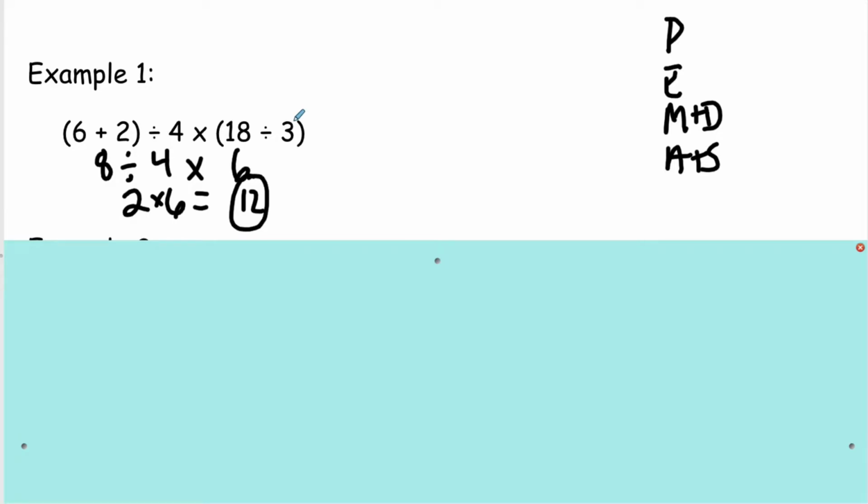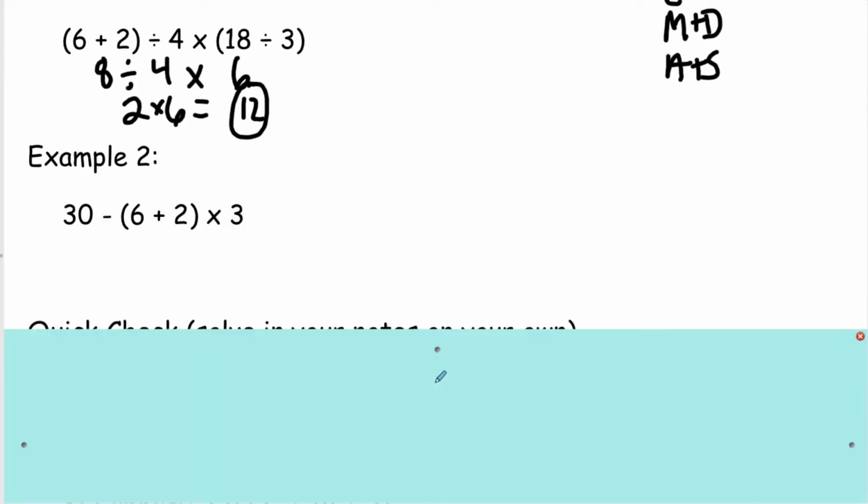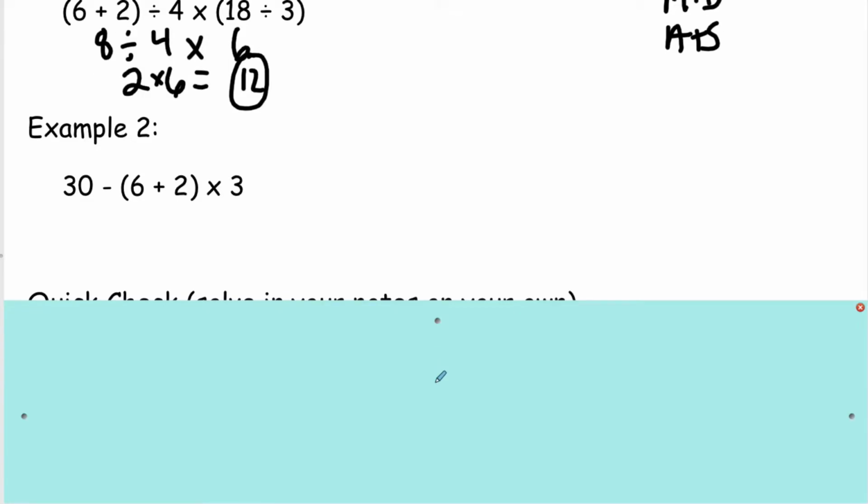All right, so let's look at another example problem here. We have, I think, one that was done in class, but it can't hurt to see it again. 30 minus the quantity 6 plus 2 within parentheses times 3. So I've got parentheses first. 6 plus 2 is 8. Bring everything else down that you didn't use. Keep things organized. Keep it nice and neat for yourself.